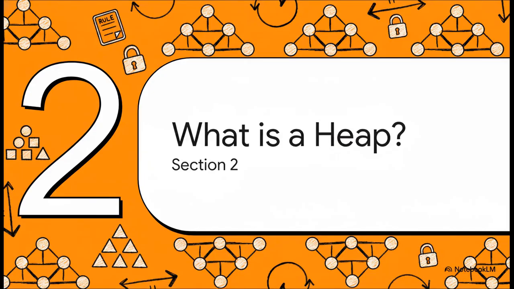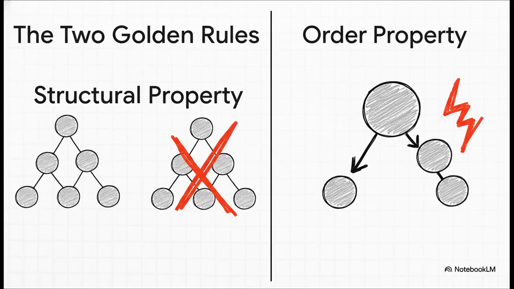Okay, now that we've got the basic tree concept down, let's get to the main event. You see, a heap isn't just any old binary tree. It's a special kind, one with some very strict rules. And here they are, the two golden rules. First up is the structural property. The tree has to be as compact as possible. It's always filled from left to right with absolutely no gaps.